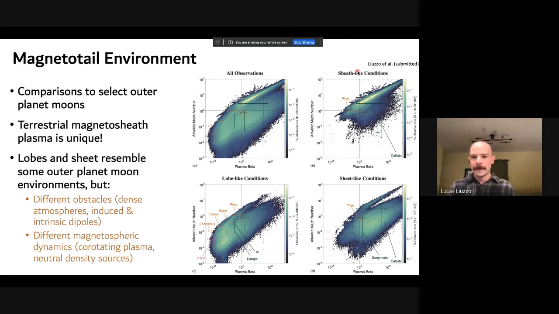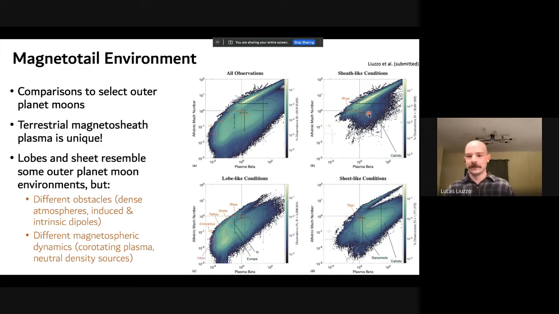And we see, for the case of all the data, the most interesting thing that pops out is this really high beta, high Mach number plasma regime. But there are also some other features with lower Mach numbers and lower betas. And if we break this into these 3 environments, we see that the magnetosheath plasma is characterized by this really high Alfvénic Mach number, high plasma beta plasma.